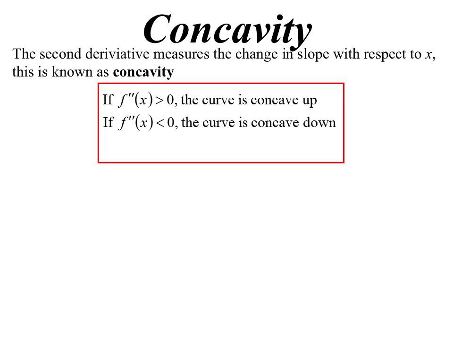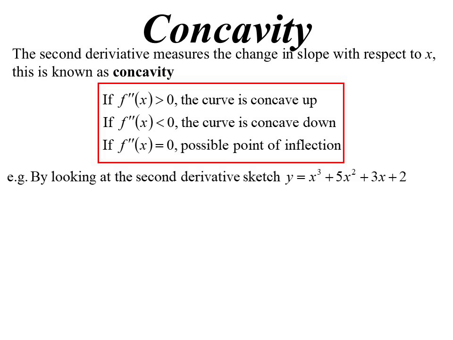The other situation we would have is if it's less than 0, the curve would be concave down. Now, if it's equal to 0, it's a possible point of inflection. Doesn't mean it is a point of inflection, but it means it's worth investigating further to see if it is a point of inflection. So this time we're going to draw a very rough sketch, and it will be a very rough sketch. All we're going to use is the second derivative to come up with this picture.